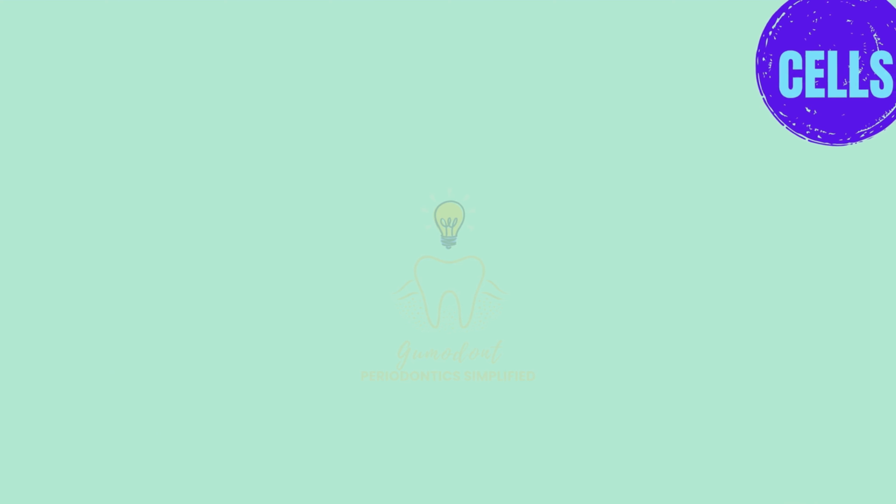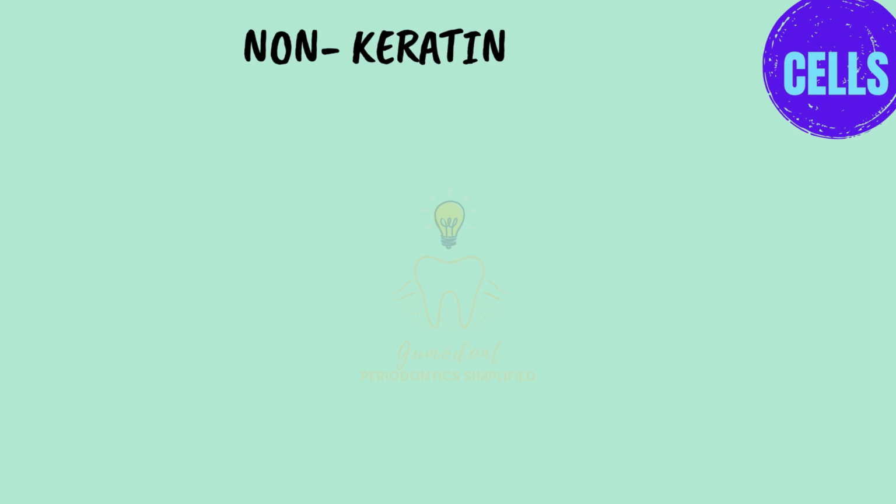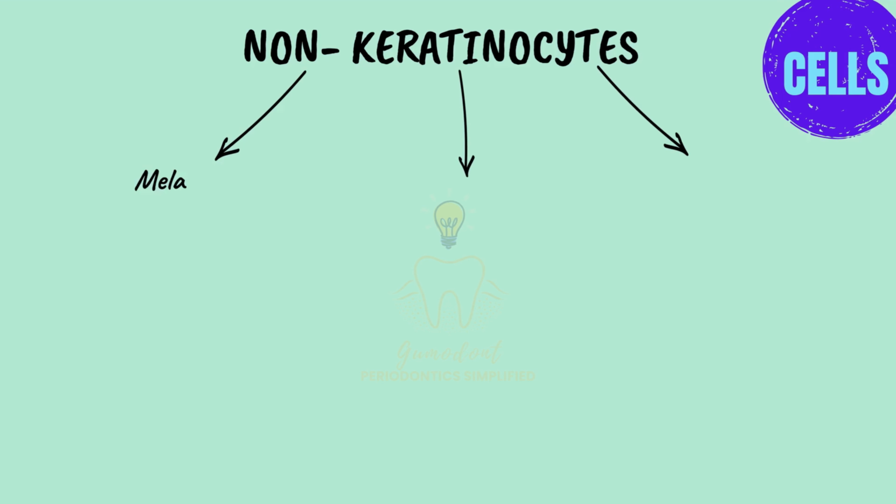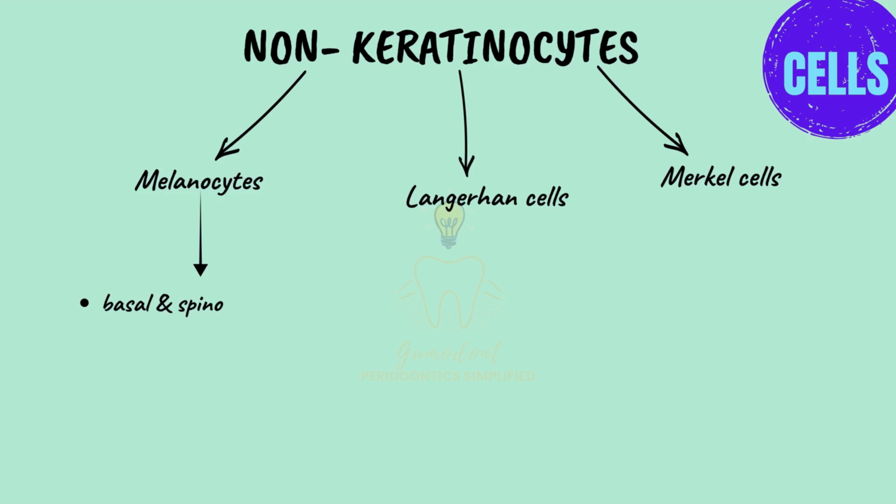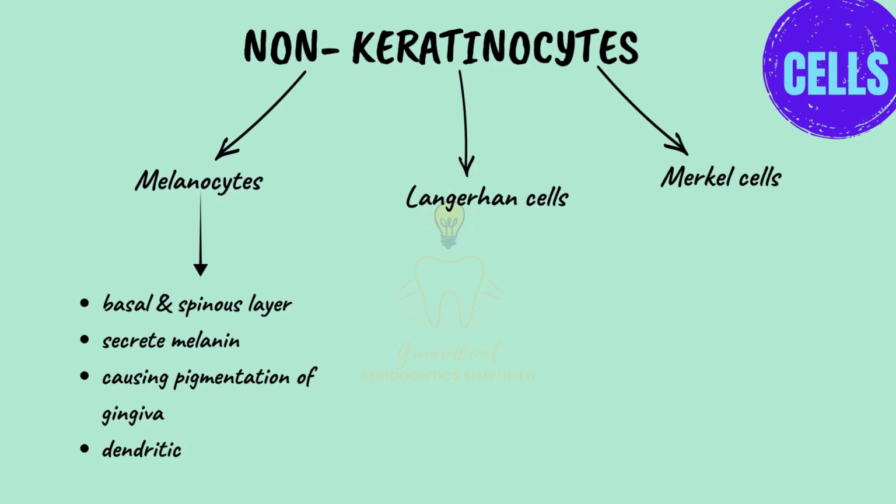Apart from keratinocytes, there are other important supporting cells as well. These are non-keratinocytes, including melanocytes, Langerhans cells, and Merkel cells. Melanocytes are dendritic cells that are located in the basal and spinous layer. They store melanin in organelles called premelanosomes or melanosomes that secrete melanin, which causes pigmentation of gingiva.